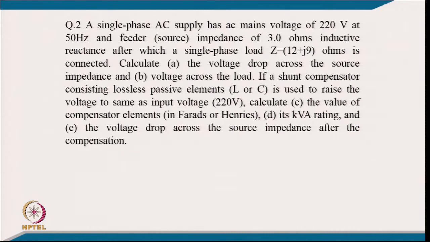So, calculate the voltage drop across the source impedance and the voltage across the load. If a shunt compensator consisting of passive lossless element, either inductor or capacitor, is used to raise the voltage to the same as the input voltage, calculate the value of the compensator element either in farad or Henry and its kVA rating, and the voltage drop across the source impedance after the compensation. So, this is typically a voltage regulation problem.